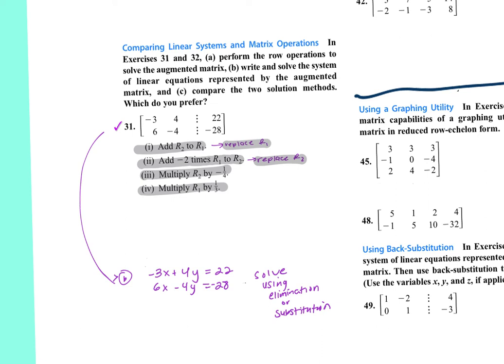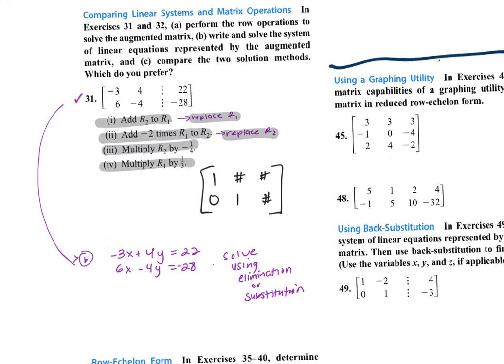So from there, you're going to get 1, a number, 0, 1, and then these numbers. It says to then solve the system. So I'm going to take this and make it x plus whatever y equals whatever number, and y equals a number. And then you're going to plug it back in to solve your system and actually get your x and y. That's all A.